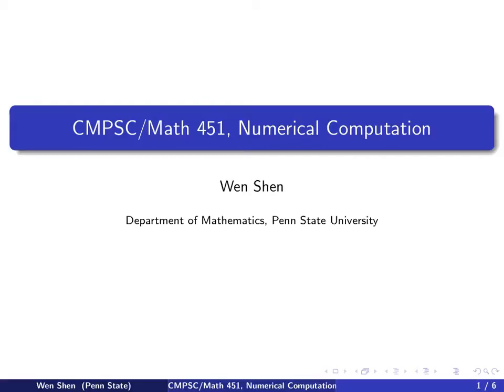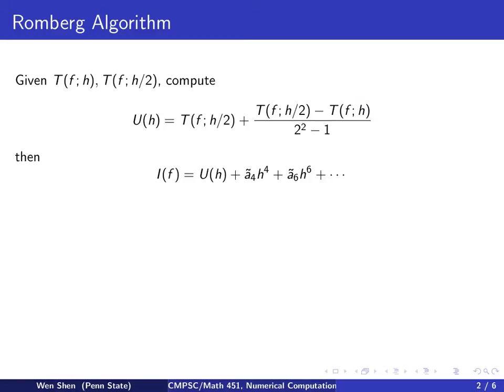Numerical Computation, Chapter 4, Video 9. In this video, we will go through the derivation of the Romberg algorithm. The derivation is based on using the trapezoid rule as the base approximation.